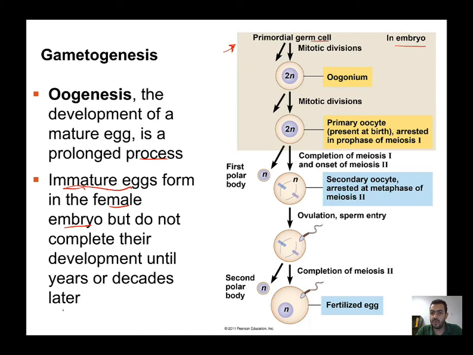These primary oocytes, remember, this is happening in the embryo. So in the female, even before she is born, the oogenesis starts, and the female gets all her primary oocytes before she is born. So after she is born, the process of production of primary oocytes stops. So she has all her primary oocytes once she is born, but they are immature eggs.